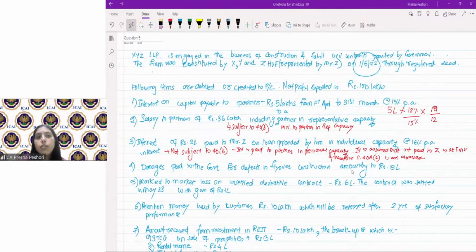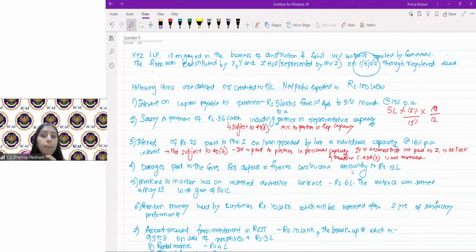Okay, so let me tell you. Yes, of course, ICDS is covered in your syllabus, Kaushiki, it is very much. So here, if you look at this particular expenditure, damages of 15 lakh, which are paid to the government for defect found in the construction of flyover.